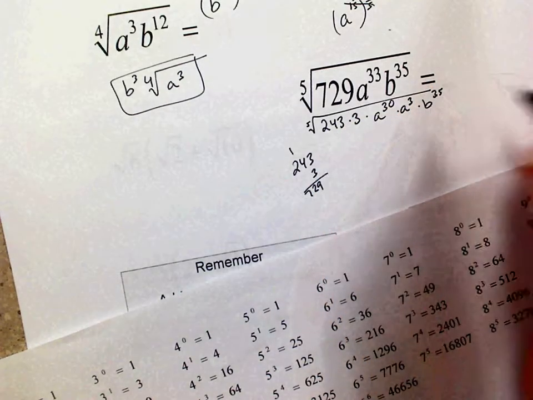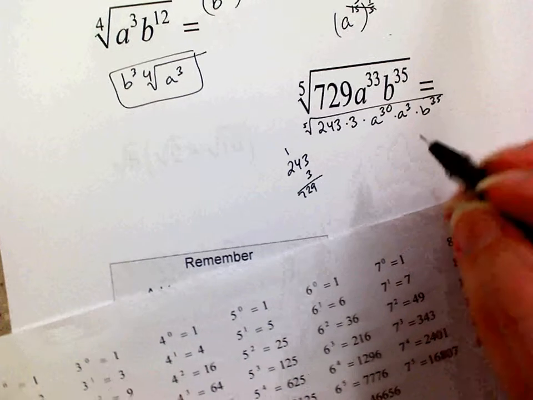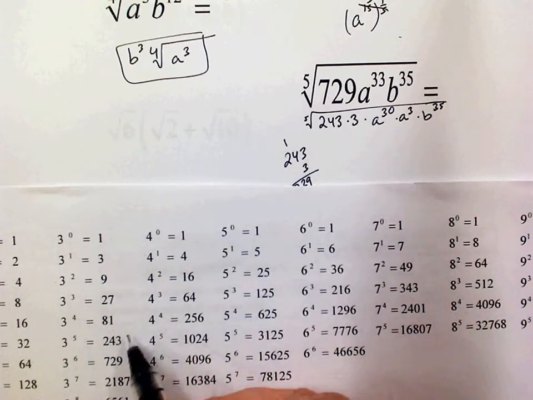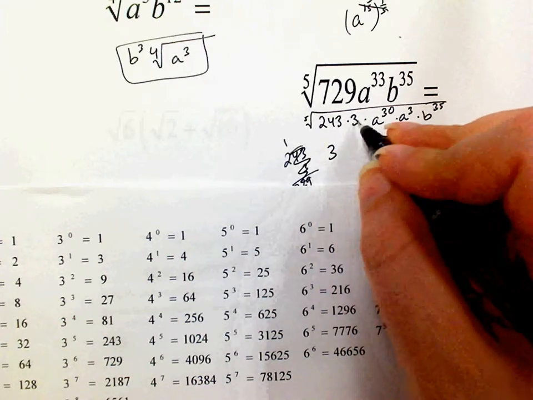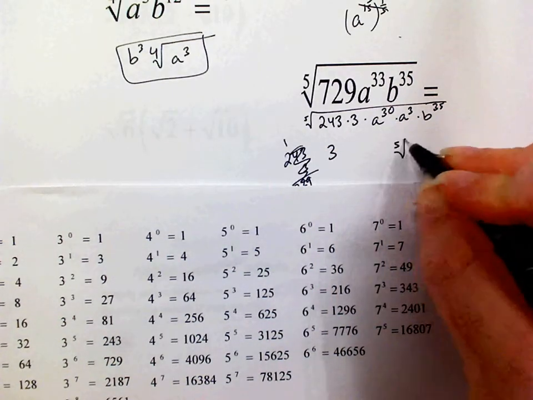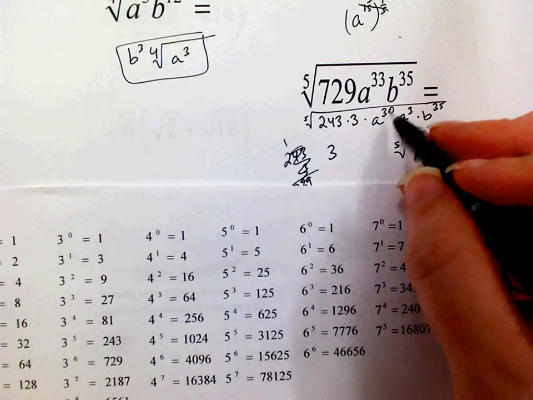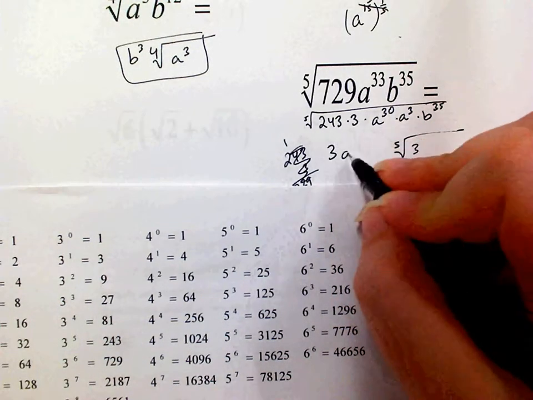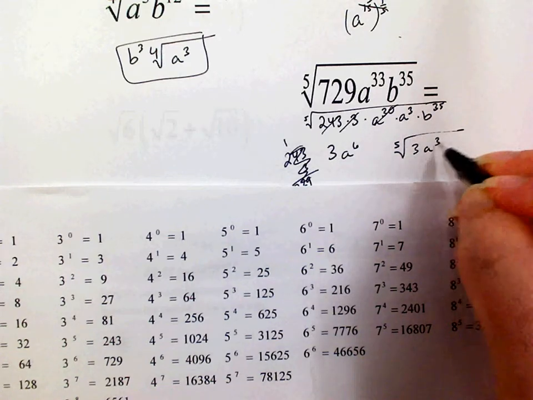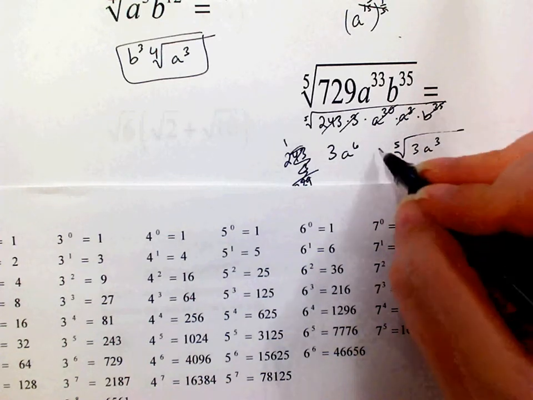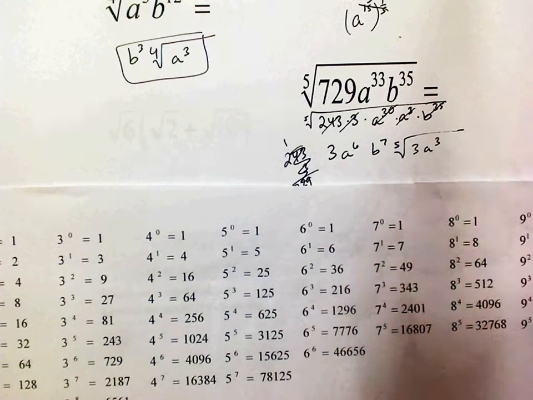Now if I take the fifth root of 243, it is, like we said, 3. Okay, that's not a multiple of 5, so we leave that on the inside. A to the 30th, well, 30 divided by 5 is 6, so a to the 6th, taking care of all those. And then this does not, so I leave it inside. This is b to the 7th, because 35 divided by 5 is 7, and there we go.